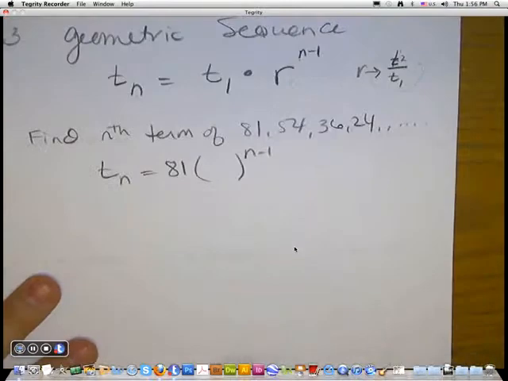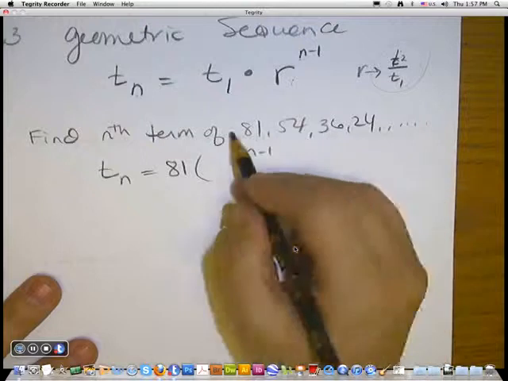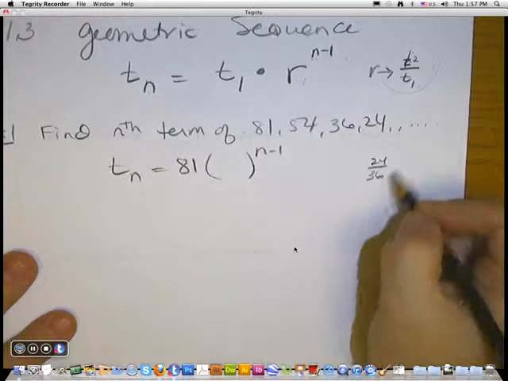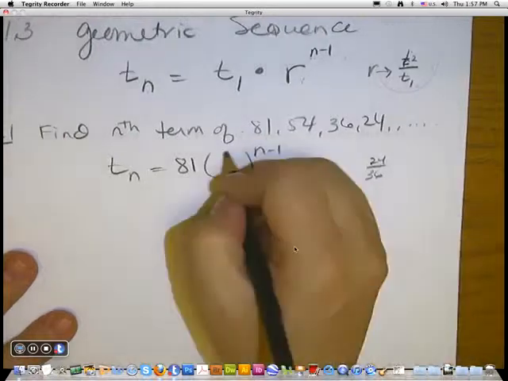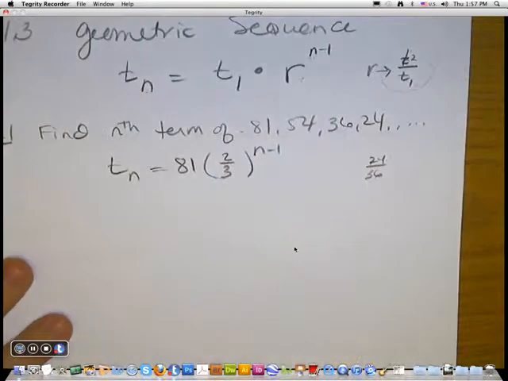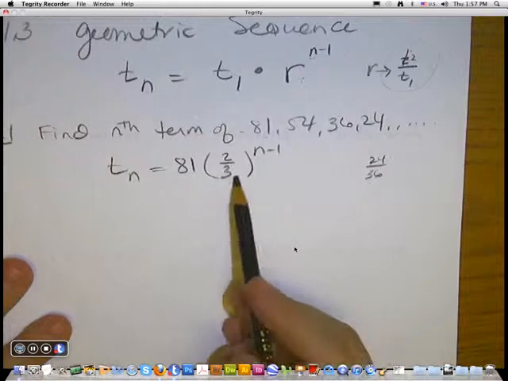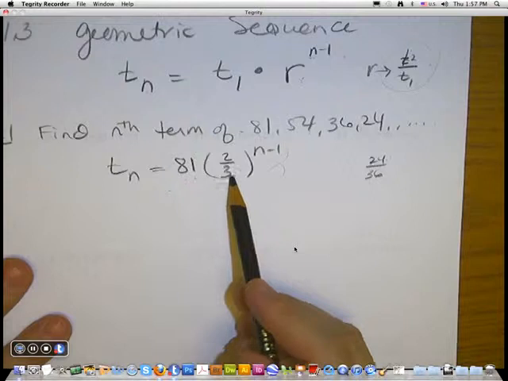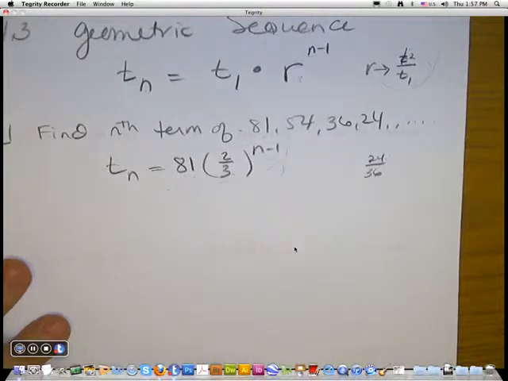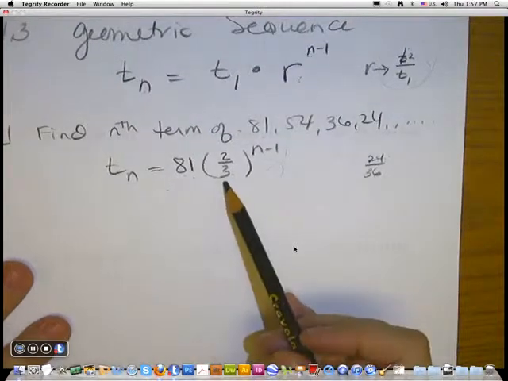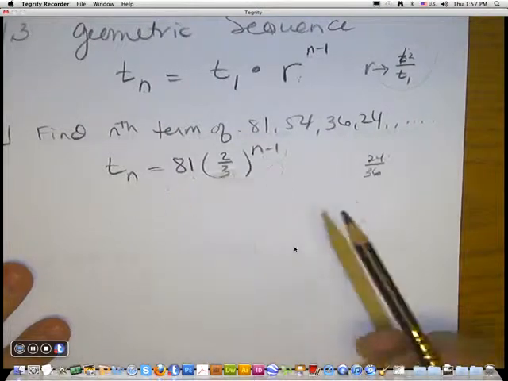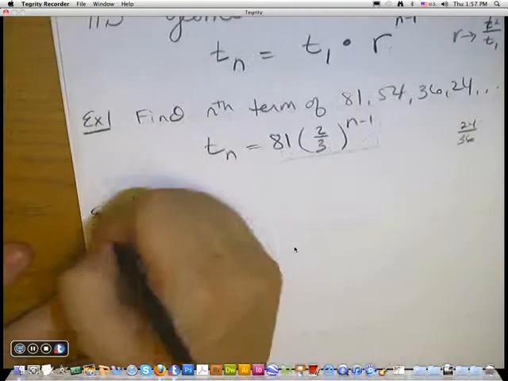Now the ratio, if you can't look at it and obviously figure it out, you take any two sequential terms, and it doesn't matter. I'm just going to pick the last two. Reduce that, and you see 12 goes into them, and you're done. You cannot combine 81 and 2/3. This is an exponent, and this is a number. If you combine those, it tells me you do not know your order of operations, and by now you should definitely know your order of operations. This is your first term, this is your ratio, and then n minus 1. Leave it alone. You're done.